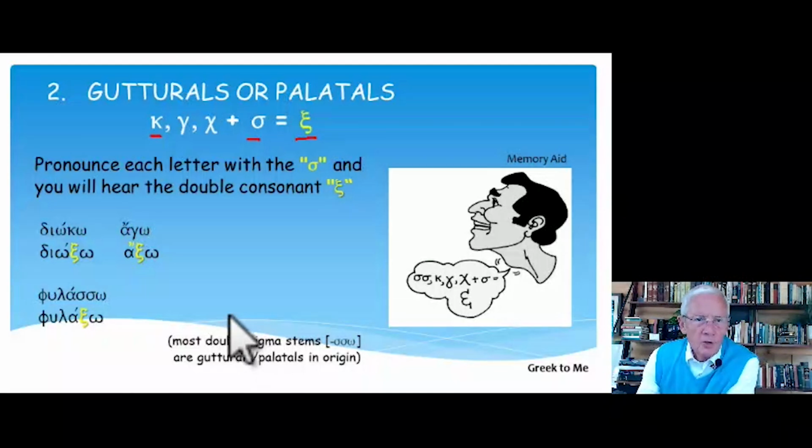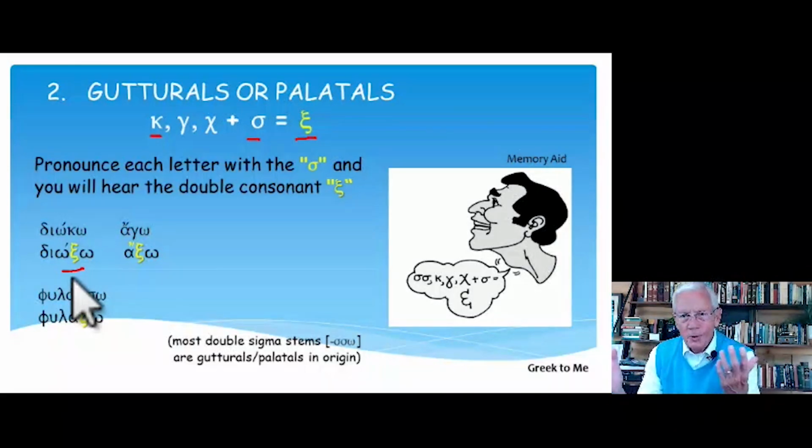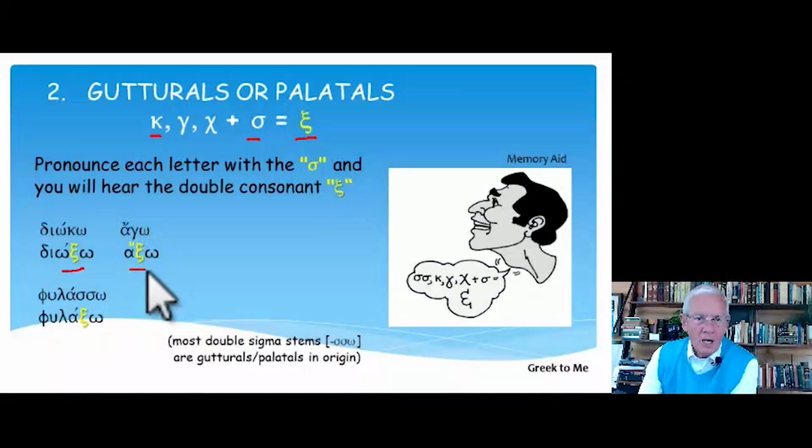Dioko and ago, those are gutturals or palatals. Dioko becomes dioxo, future active indicative first singular, I shall pursue or persecute. And then ago, I lead or bring, becomes oxo. There's the hidden sigma.